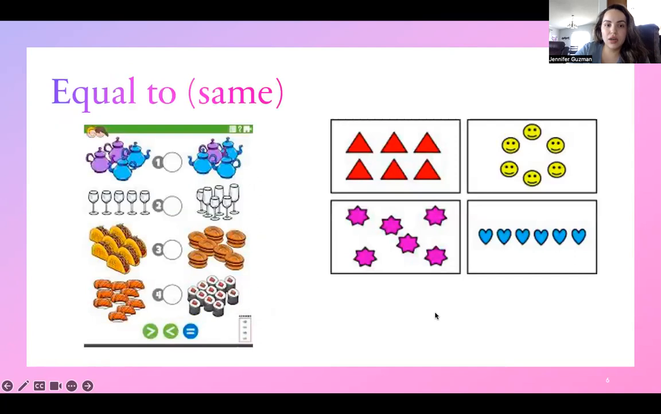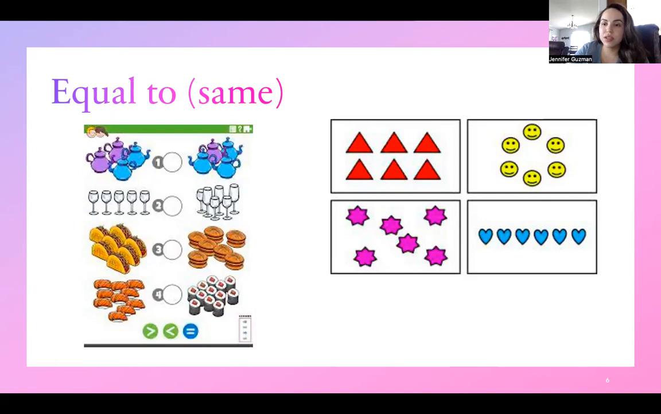Now moving on to equal, which means same. For this, I downloaded this worksheet that has pictures of different things. Here we have some pots, some glasses, some tacos, hamburgers, sushi. So these are all equal to, because they're all the same amount of objects. So this one has 4, this one has 4, then the student would do the equal sign. And that's how I would explain to my students.